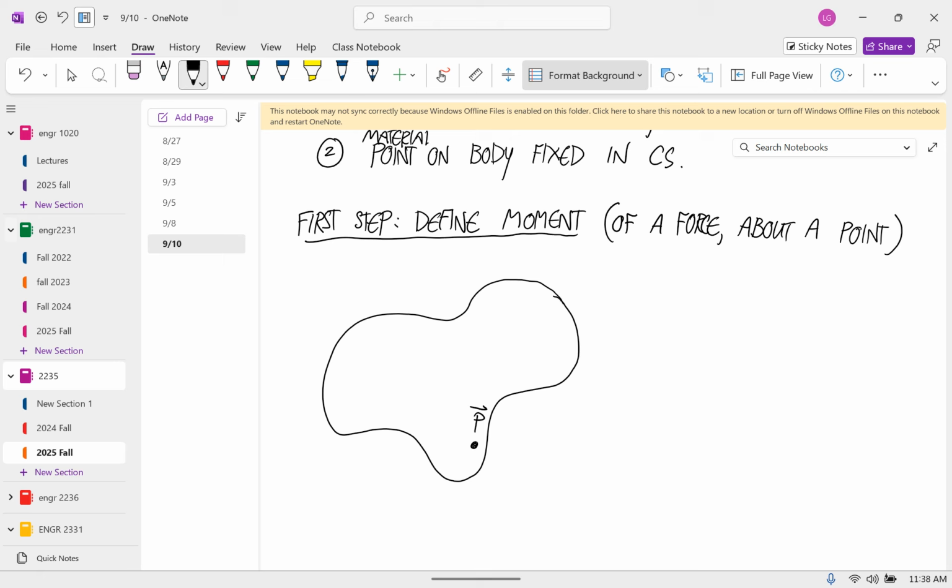Question? So a moment is like it's the force on a single point at a single instant? No, but let me define what it is. And so we have a force F acting at P.